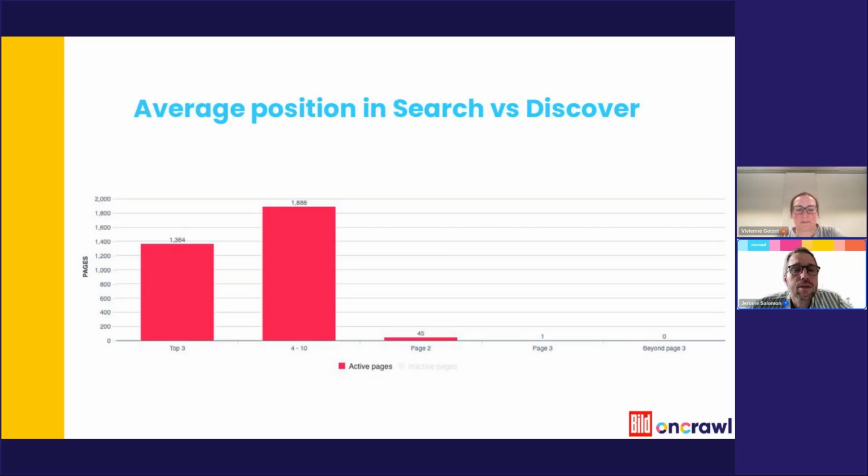Another view here is the average position in the search for all the keywords that those pages are ranking on. And it's funny to see that, looking only at pages that are featured in Google Discover, when we look at the actual average position they have in search results, almost all of them are on page 1. Wow. So that's interesting. So probably pages ranking very well might have more chance to be featured in Discover.